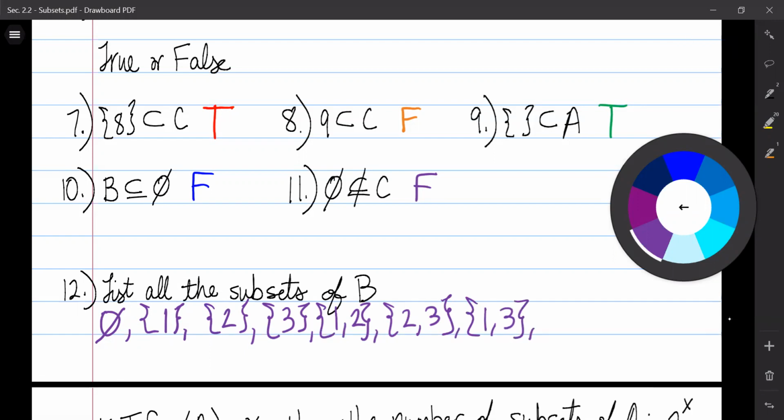So you could just write B, or you could write out 1, 2, and 3. Those are all the subsets of B. There's a total of 8 of them. So you always have to put the curly braces around it to show that it's a set.